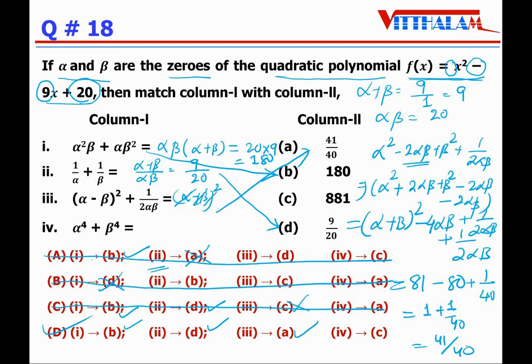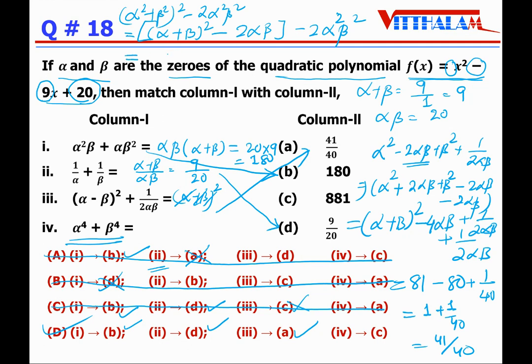Let's solve the last one. Let's understand this also. Alpha raised to 4 plus beta raised to 4. So this I will write again as alpha square plus beta square whole square minus 2 alpha square beta square. Now alpha square plus beta square will be written as alpha plus beta whole square minus 2 alpha beta, minus 2 times alpha square beta square.